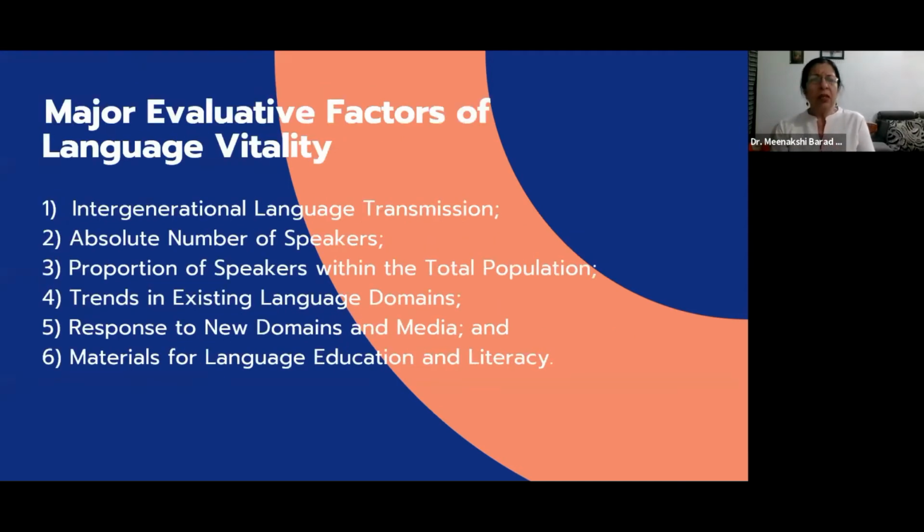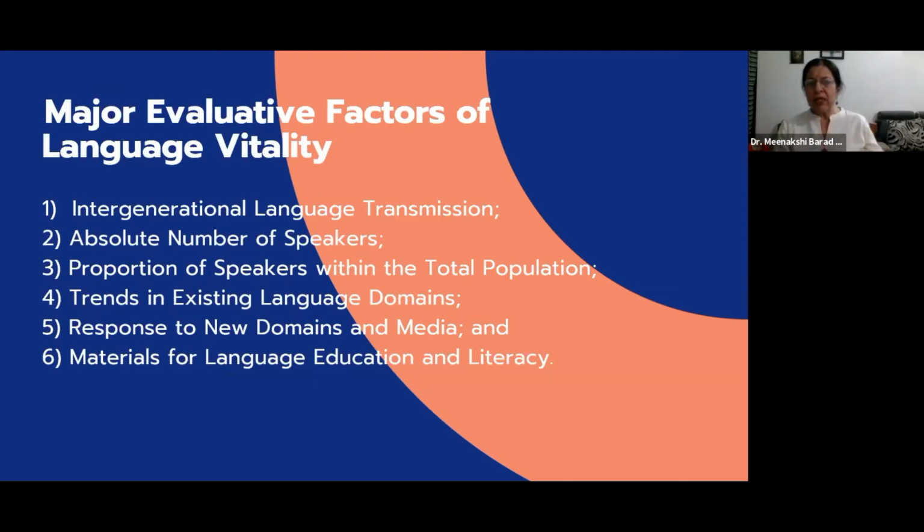Now, what are the major evaluative factors of language vitality? First, there is intergenerational language transmission. What we mean by intergenerational language transmission is the language passed from generation to generation. Next is the absolute number of speakers. And then next there is the proportion of speakers within the total population.